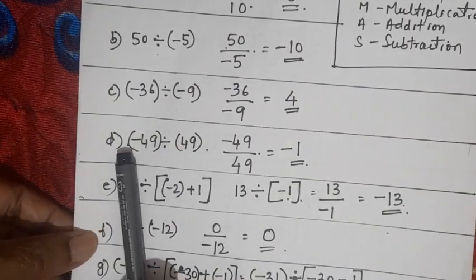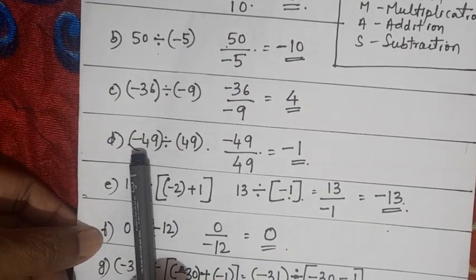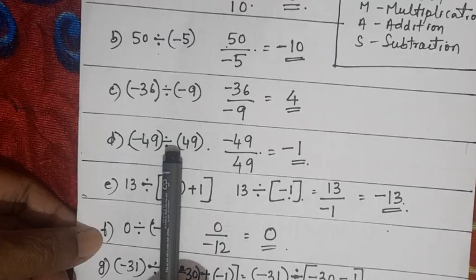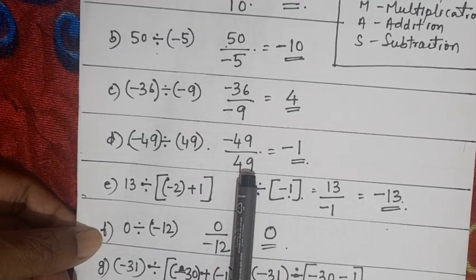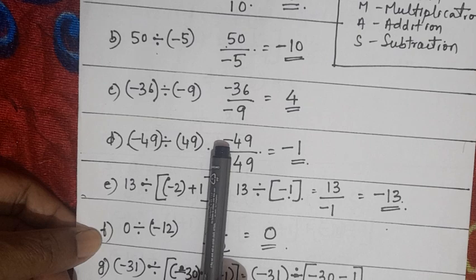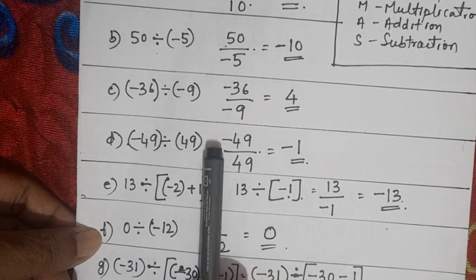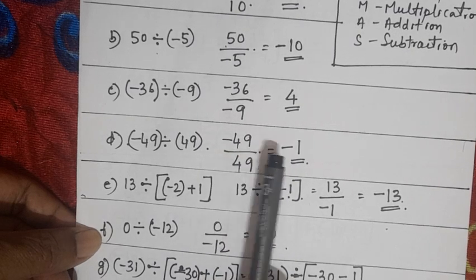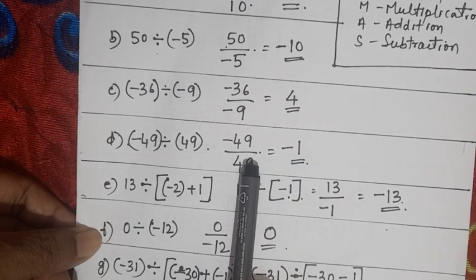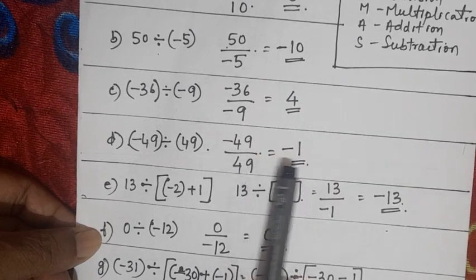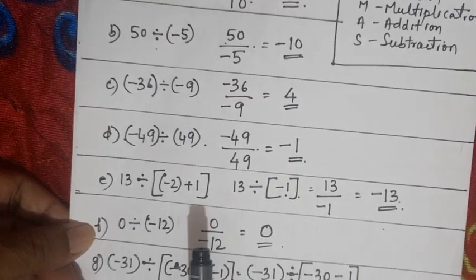Now the next question is minus 49 divided by 49. So write it as minus 49 divided by 49. The answer should be in minus, as we know. Minus divided by plus is minus. How many times does 49 divide 49? It's one time. So minus 1 is the answer.